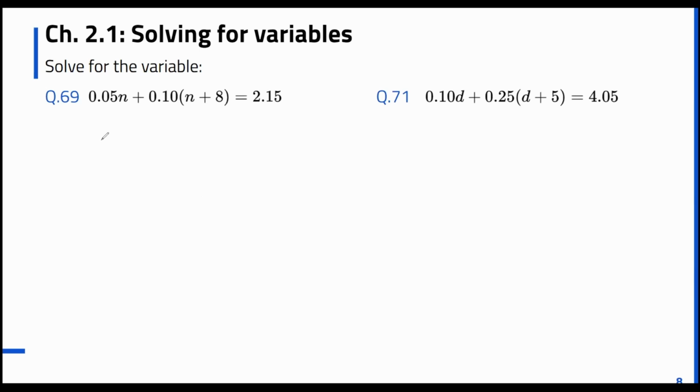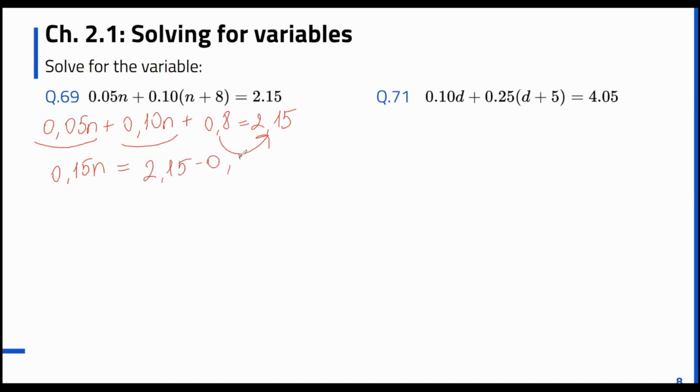Okay, let's look at the first task and see what we can do here. So firstly, we do things that are in brackets, but here we cannot do anything because we cannot add a number to the variable. So we open the brackets. So here we have 0.05n and 0.1n. We can add them together and get 0.15n.